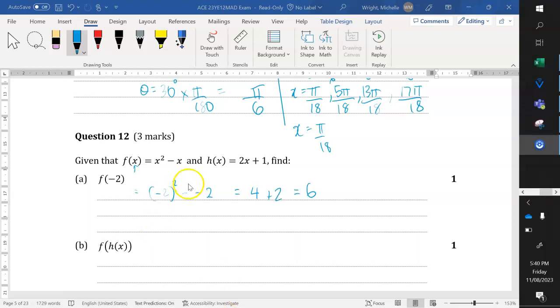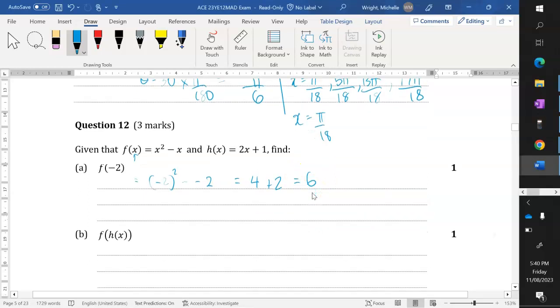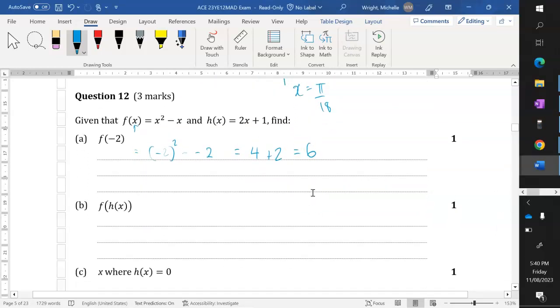People who made mistakes in here, I think, were just silly mistakes, but to get your 1 mark, you needed to get that answer entirely correct. The second one. Now, I was surprised because I thought you guys at this point would be quite good at this, but this question was actually done really badly.